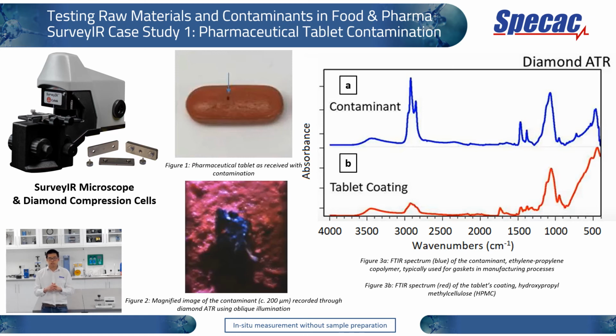And the resulting spectra, as you can see on the right-hand side in figure 3A and figure 3B. In blue, you have the contaminant, which is some sort of ethylene or propylene copolymer, typically used for gaskets in the manufacturing process. And in figure 3B, the red spectrum, you have the tablet coating, which is believed to be HPMC coating.